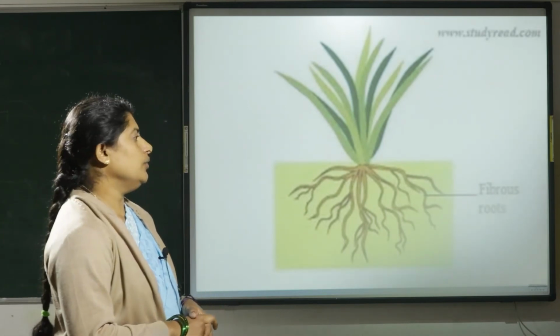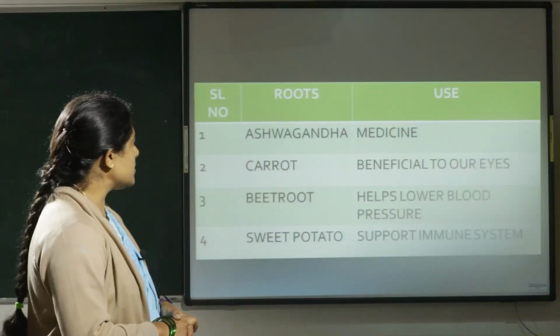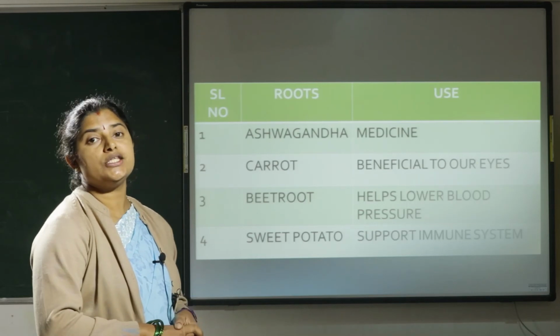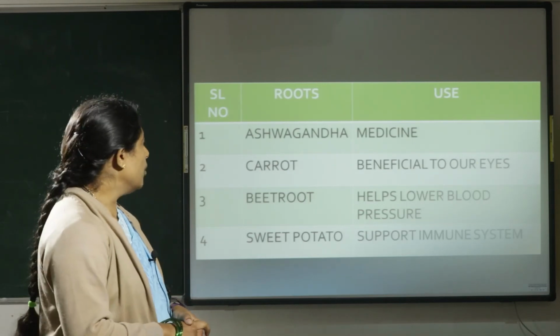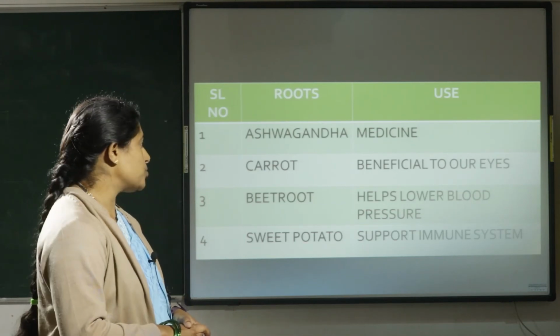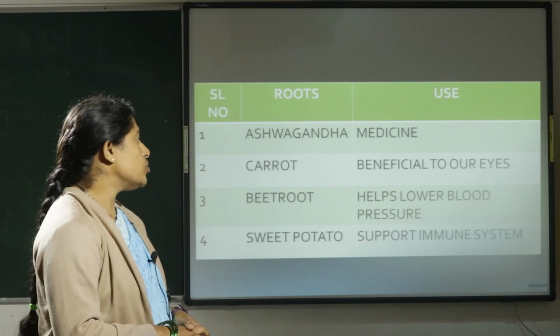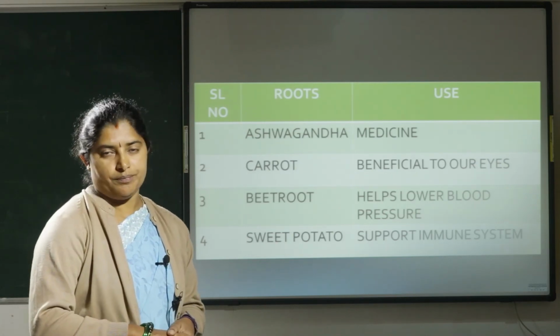Children, next you have a list of some roots and their uses. First one, ashwagandha, is used as medicine. Carrot is beneficial to our eyes. Beetroot helps lower blood pressure. Sweet potato supports the immune system.